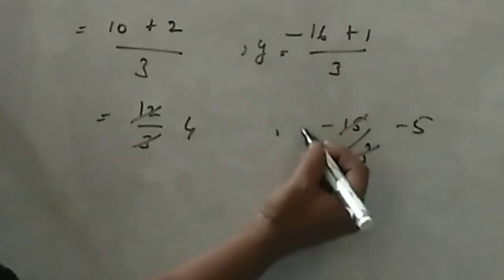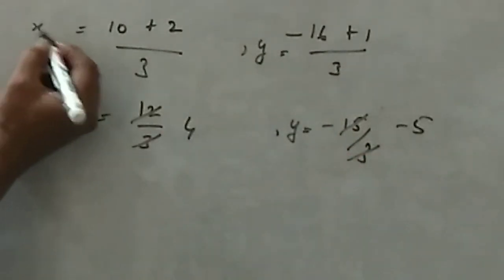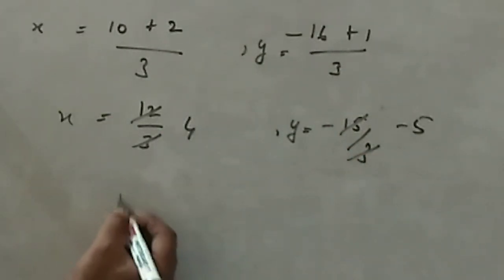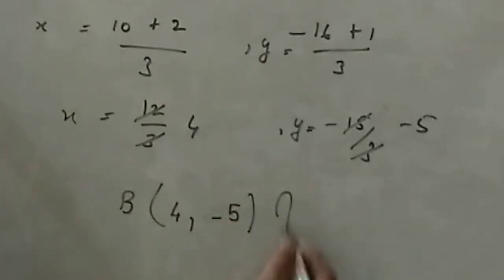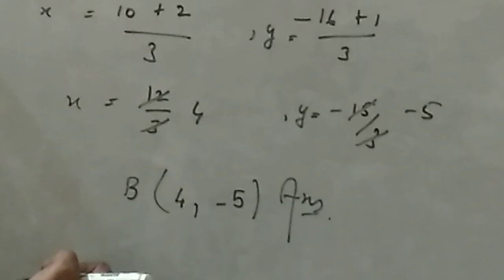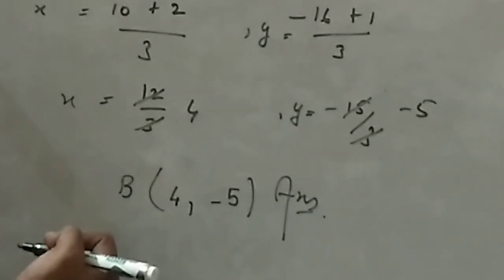Now the point B is (4, -5). Answer. Okay. 4 and -5.